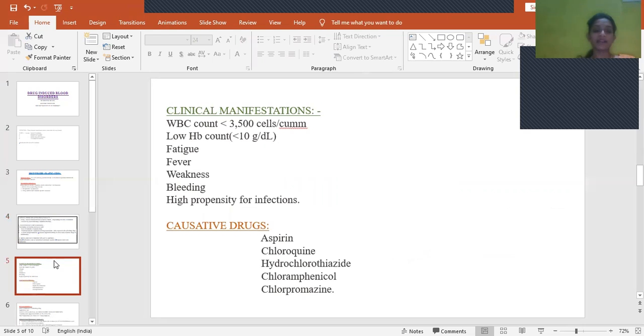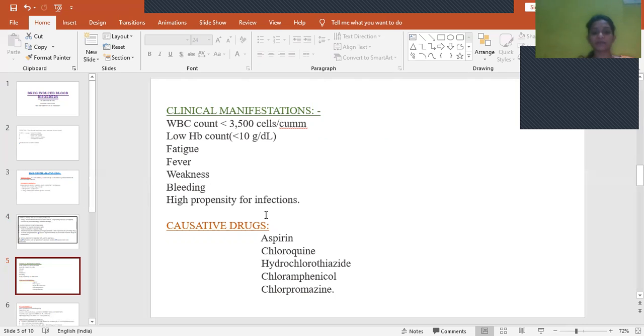And coming to clinical manifestations, these include WBC count very less than 3500 cells per cubic millimeter, and low hemoglobin count. As I said, it is aplastic anemia, so the red blood cell count and white blood cell count will be decreased, along with fatigue, that is weakness, fever, bleeding, and high propensity for infections.